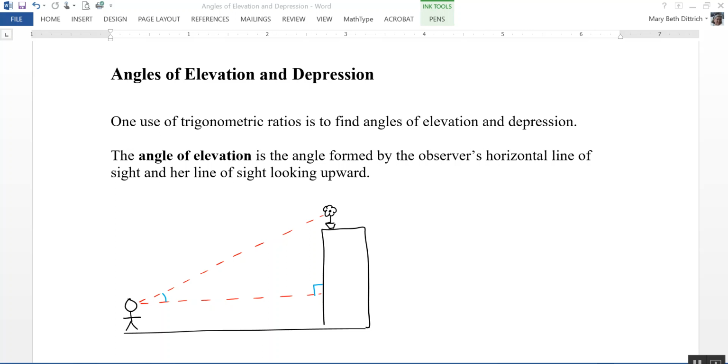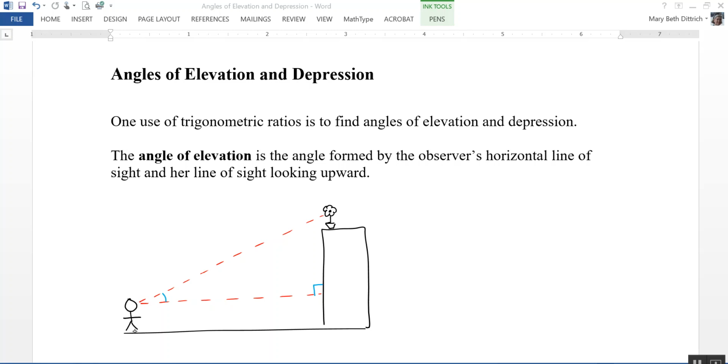This video is on angles of elevation and depression. One use of trigonometric ratios is to find angles of elevation and depression. The angle of elevation is the angle formed by the observer's horizontal line of sight and her line of sight looking upward. So take a look at this diagram here.